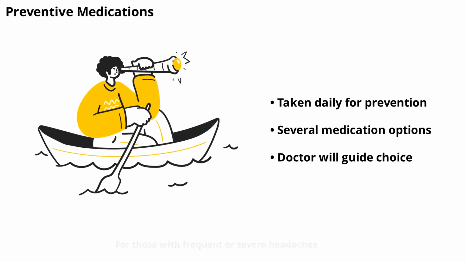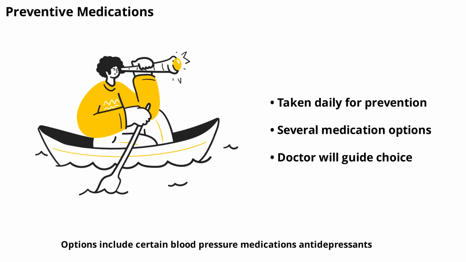For those with frequent or severe headaches, preventive medications may be recommended. These are taken daily to reduce the frequency and severity of headaches. Options include certain blood pressure medications, antidepressants, and anti-seizure drugs. Your doctor will help determine the best preventive strategy for your needs.